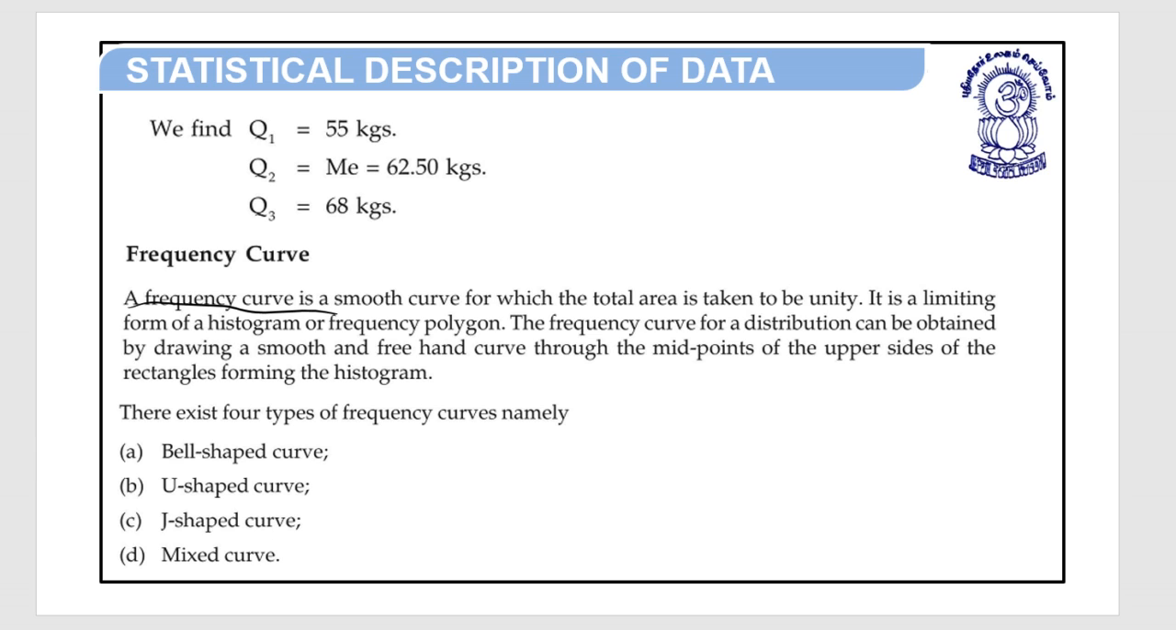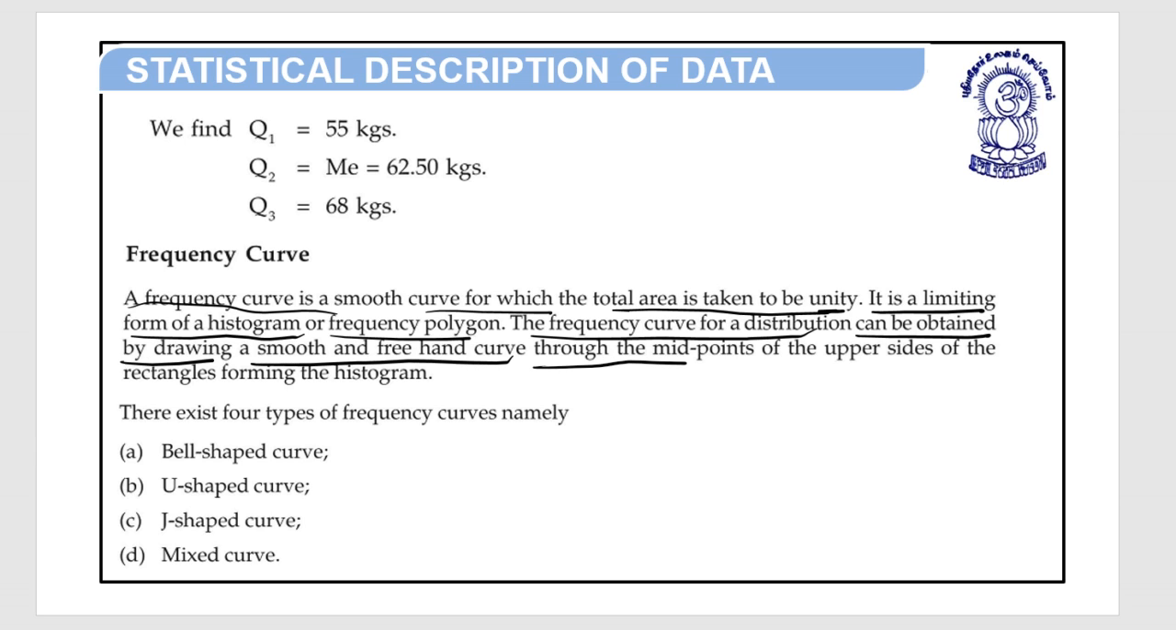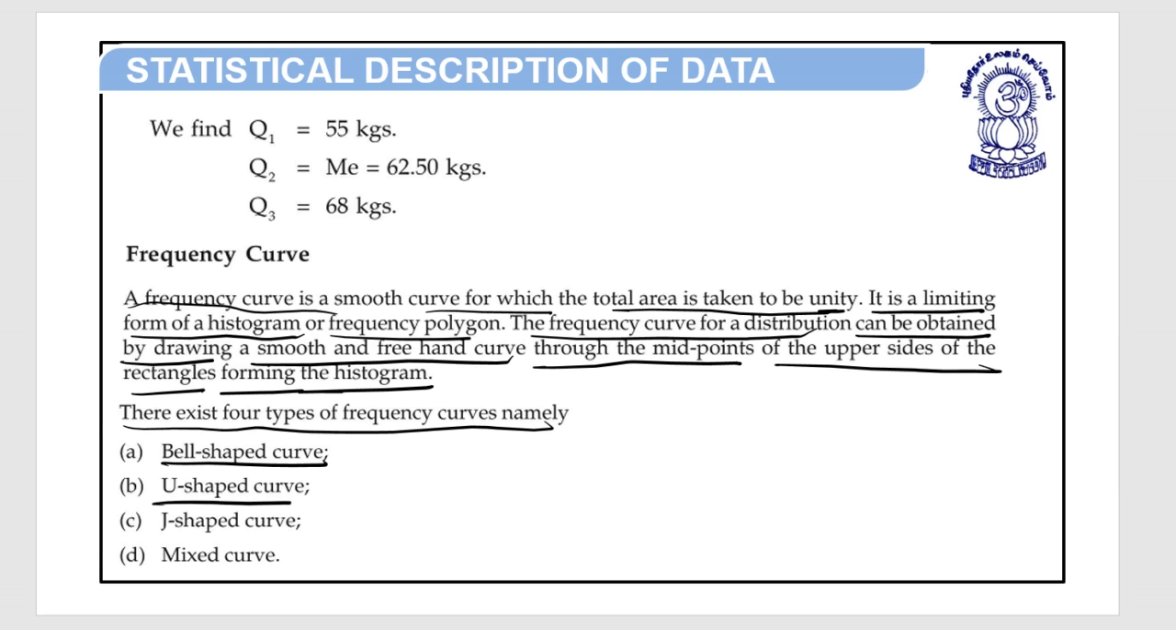Frequency curve. A frequency curve is a smooth curve for which the total area is taken to be unity. It is a limiting form of a histogram or a frequency polygon. The frequency curve for a distribution can be obtained by drawing a smooth freehand curve through the midpoints of the upper sides of the rectangles forming the histogram. There exist four types of frequency curves: first, bell-shaped curve, U-shaped curve, J-shaped curve, and mixed curve.